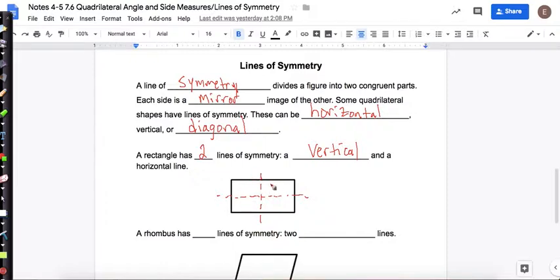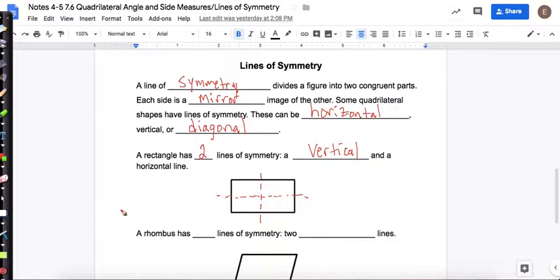Okay, so notice it divided it in half here. I know it doesn't look perfect, and it divided it in half here as well. I cannot fold it diagonally because it would not overlap perfectly.